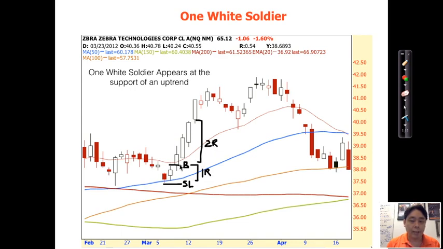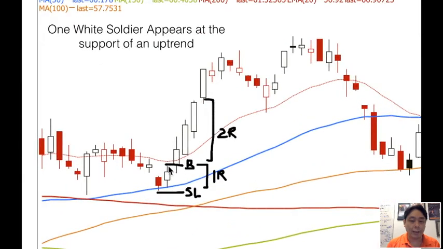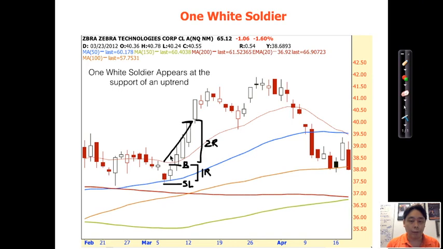And I need to hit at least 2R to make it worth my while. Right? So the next day, what happens? The price goes up as we anticipate, triggers my buy order, and boom, the price goes up and hits my profit target. I'm out, right?